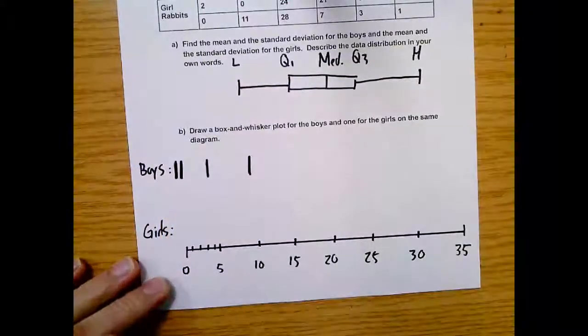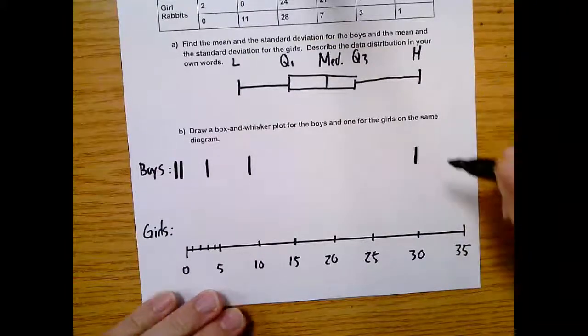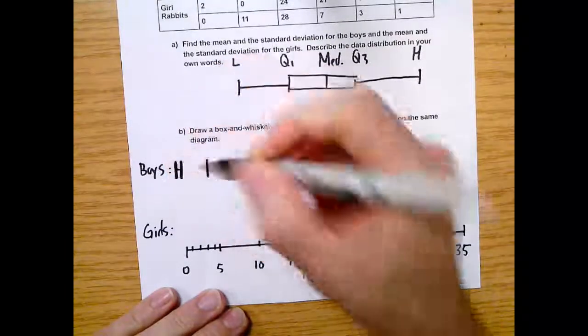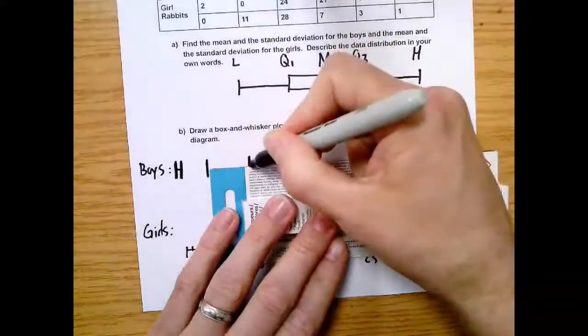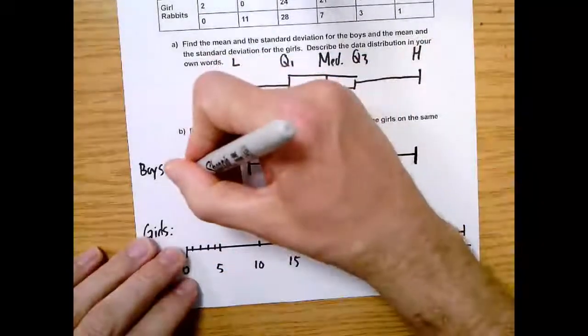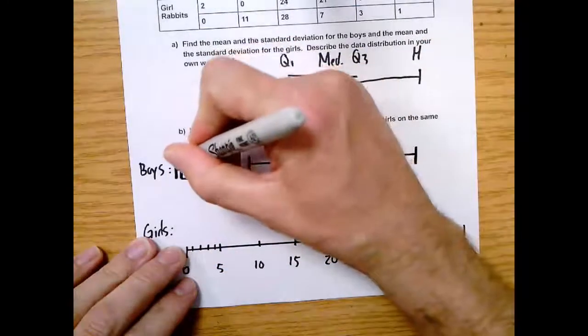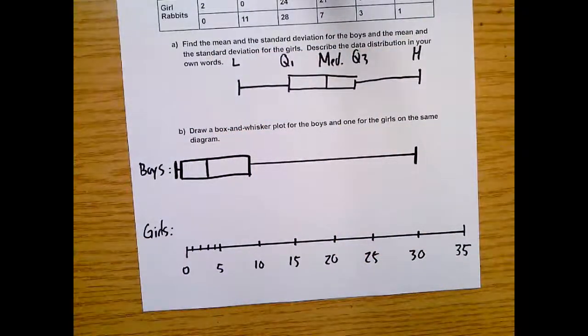All right, so I'm going to go all the way down here to 30. If I start drawing this in, I'm probably going to get a straight edge because this is such a long line. I don't think I could make it nicely. There you go. This is the boys' box and whisker plot.